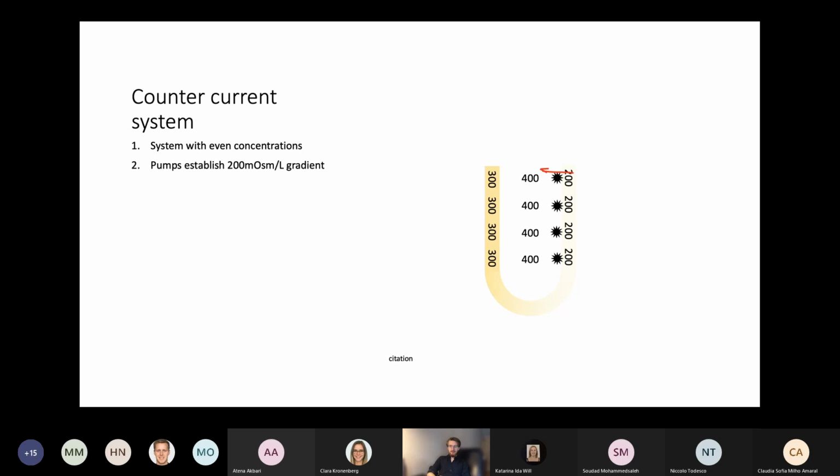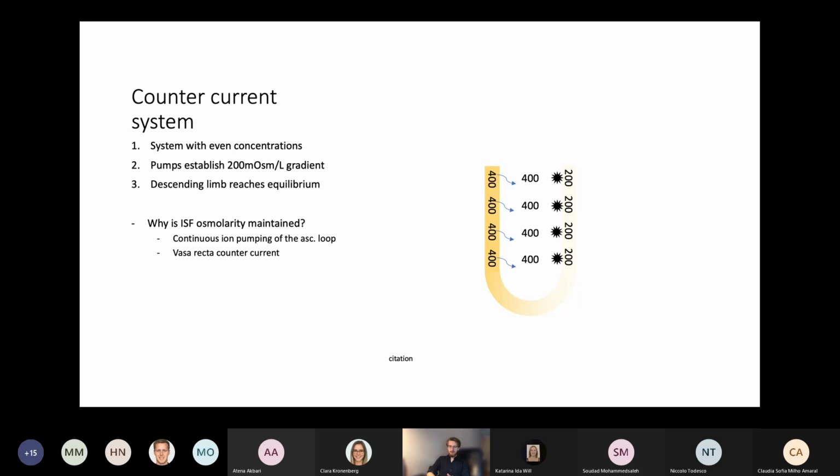Now, what is going to happen on the other side? Keep in mind, this region on the descending loop is completely water permeable. That means concentrations are going to equalize, and similarly, the fluid inside the descending loop is going to become slightly more concentrated. How is the osmolarity of the interstitium maintained, despite the fact that water is now leaking into the interstitium? Well, this is because the pumps work continuously and continuously transport ions out of the tubular lumen of the ascending loop, and also because the blood supply of the countercurrent system is a very elaborate system that enables the maintenance of this concentration gradient. We're going to get to that in a second. Now, let's continue discussing how the countercurrent system is formed and how we get to our hyperosmolar environment in the medulla.